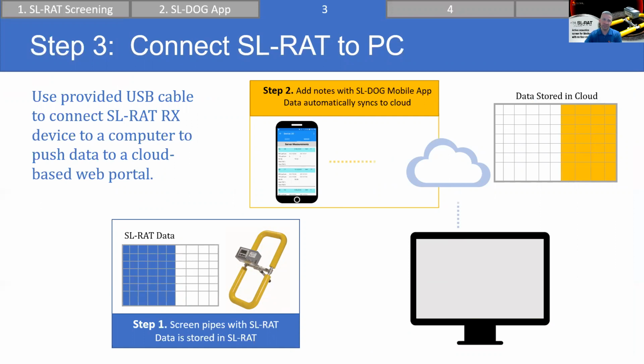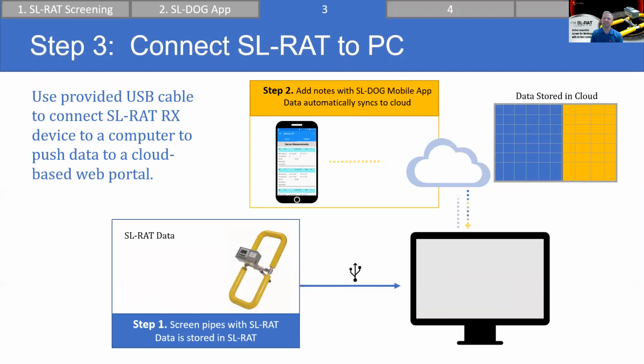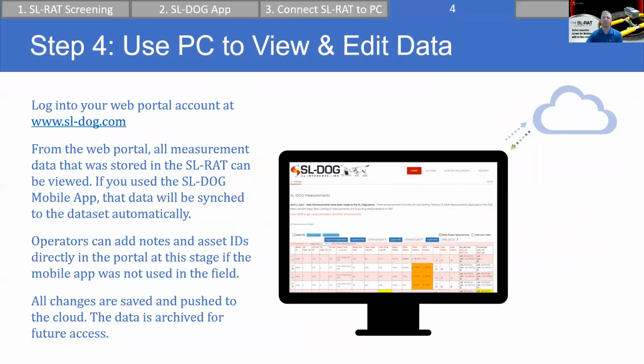So you'll take a test, the receiver saves that score, and the data entered by the operator in the field through the mobile app is getting stored in the cloud. Once you use the USB cable to upload your SLRAT data to the web portal, it will then merge with the mobile app data that has already been entered. At this point, your data from the SLRAT has been synced with the app data that was entered in the field and is now stored in the cloud.